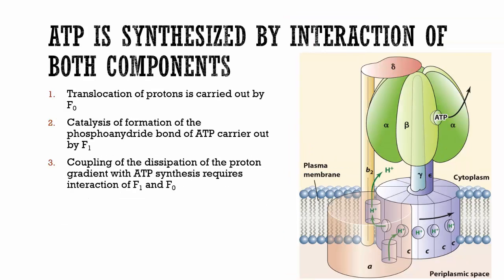ATP is synthesized by the coordinated interactions between F0 and F1 components of ATP synthase. Translocation of the protons is carried out by the F0 subunit, while the formation of the phosphoanhydride bond of ATP is catalyzed by F1.